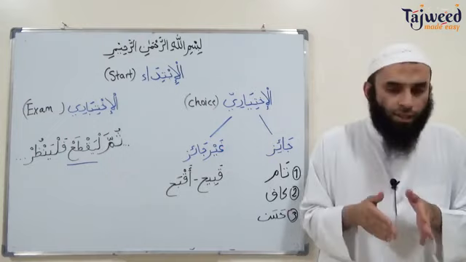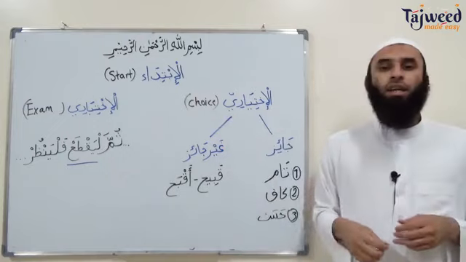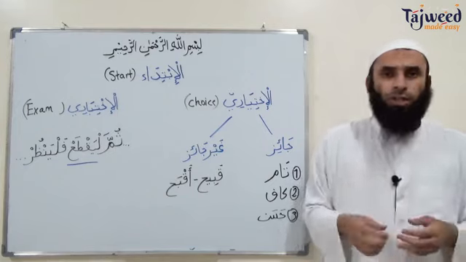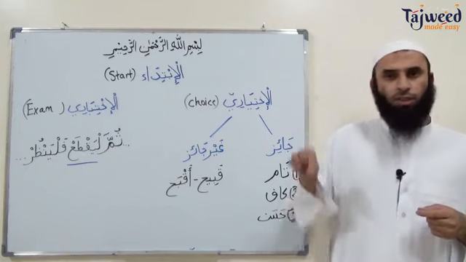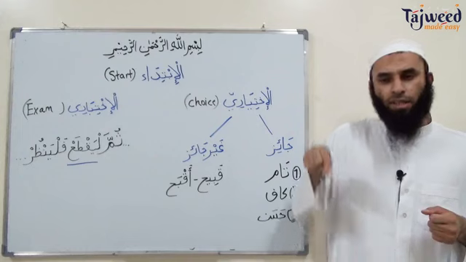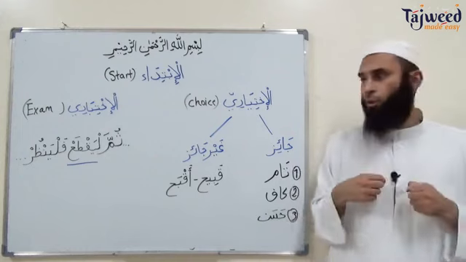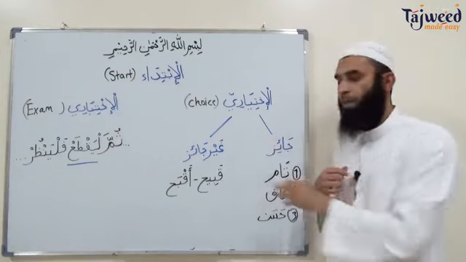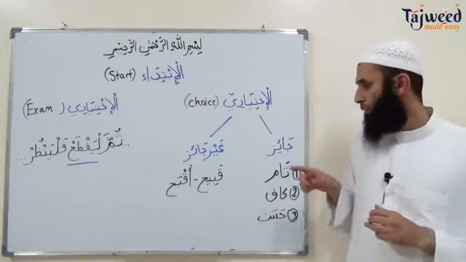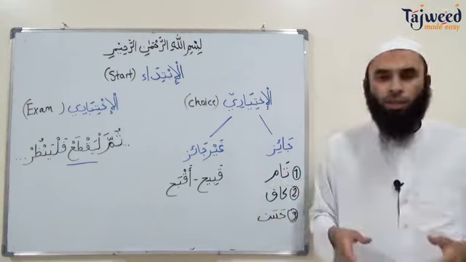Al-ikhtiyari means the optional start. So al-ibtida al-ikhtiyari means to start because you have your own choice. So I'm reciting an ayah, I want to stop at this particular place, and I want to start at this particular place. So I'm starting at a particular place due to my own choice. This is of two subcategories. Number one, jaiz. Number two, ghayr jaiz.